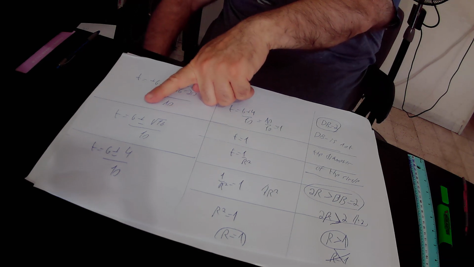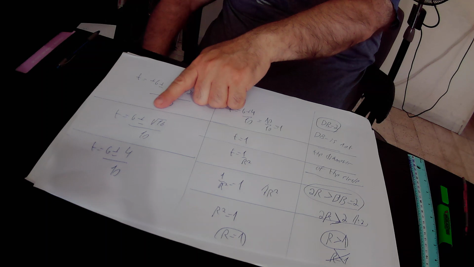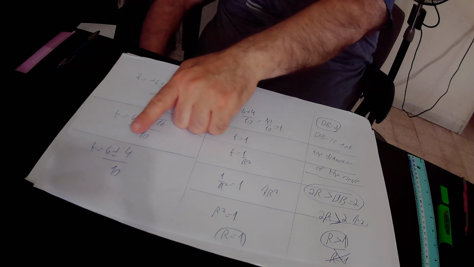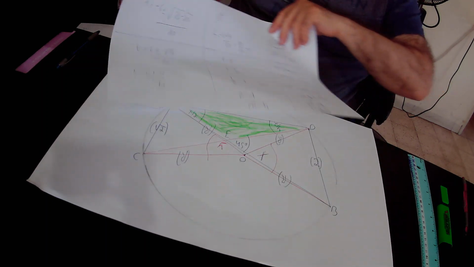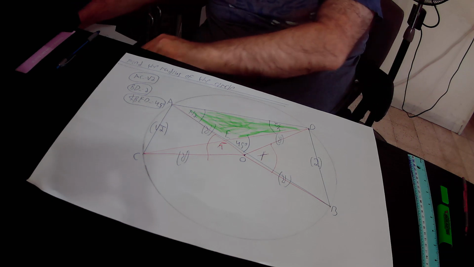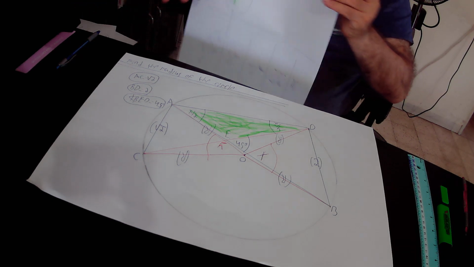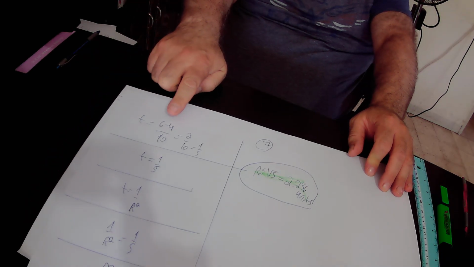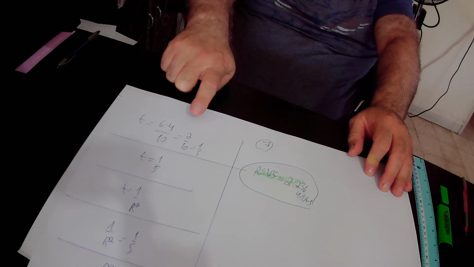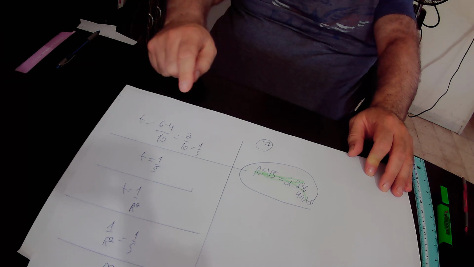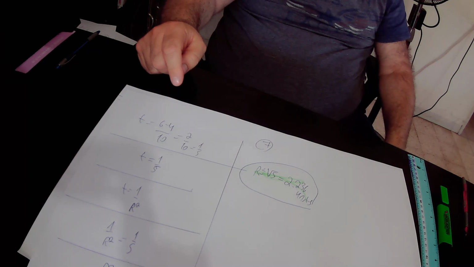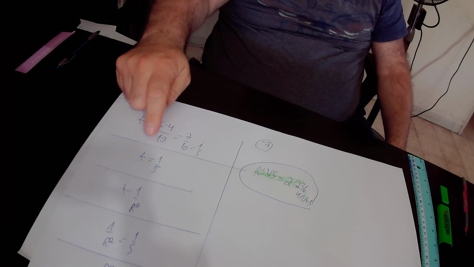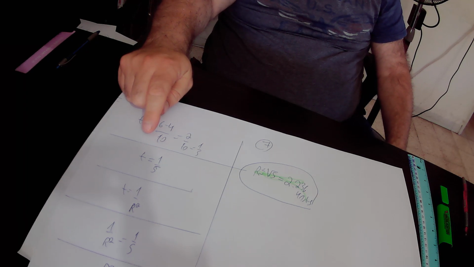The second solution for t is that t equals 6 minus 4 over 10. 6 minus 4 is 2, and 2 over 10 is 1/5. So according to the second solution, t equals 1/5.